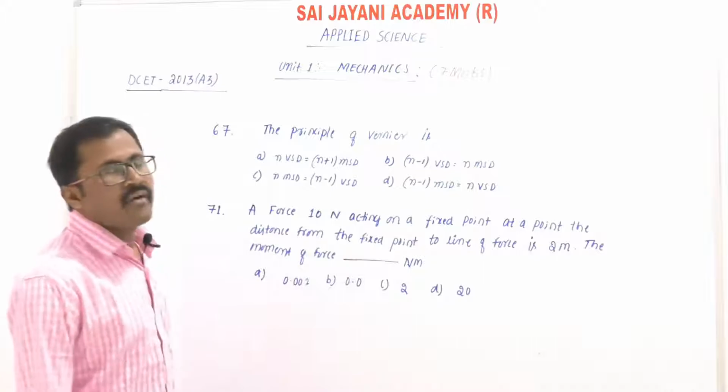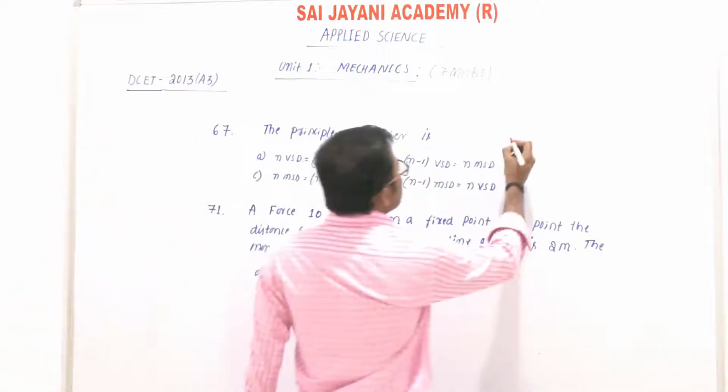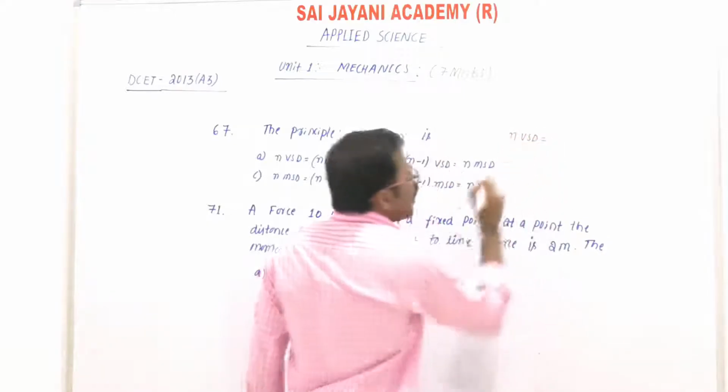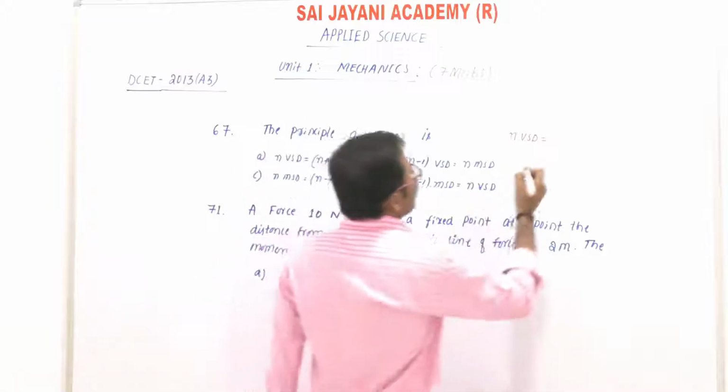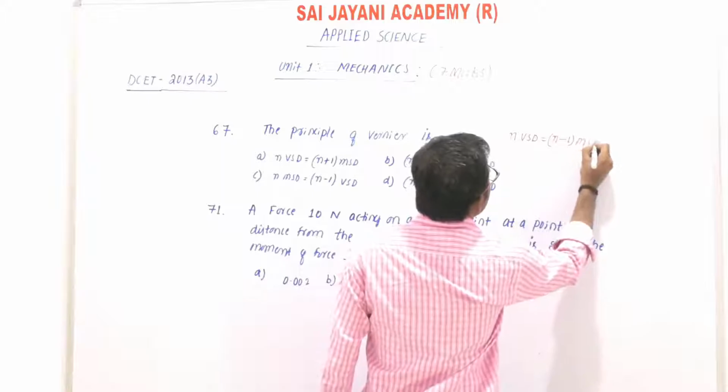So the principle of Vernier. The Vernier caliper works on the principle that n VSD, n Vernier scale divisions, is equal to n minus 1 main scale divisions.